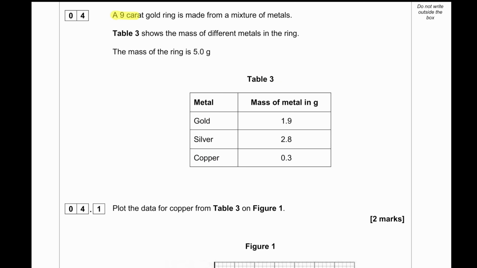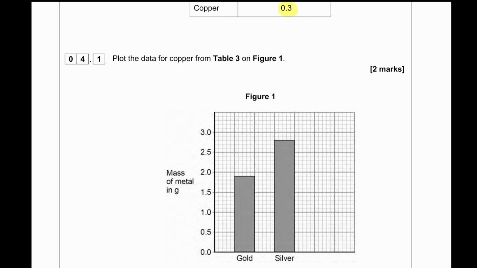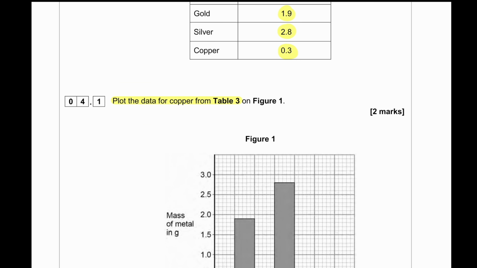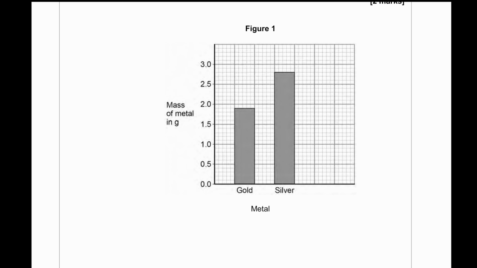A 9-carat gold ring is made from a mixture of metals. Table 3 shows the mass of different metals in the ring. The mass of the ring is 5 grams. We have 1.9 grams of gold, 2.8 grams of silver, 0.3 grams of copper. Plot the data for copper from table 3 on figure 1. The only information remaining is for copper, which is 0.3, so we will label 0.3 and write copper.